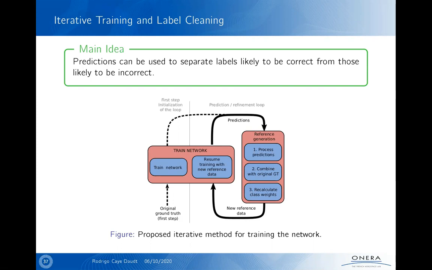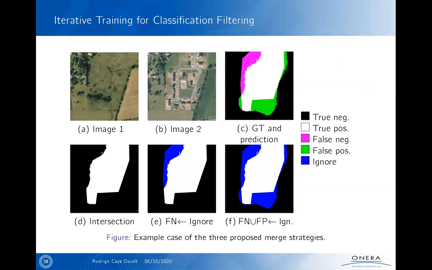We also do some post-processing to make the predictions fit better with the edges in the image. And then finally, we combine these two. We recalculate the class weights, and then we keep training with this new data that was generated. Notice here that we always refer back to the initial reference data. This is going to be important later. We propose 3 strategies to merge the predictions and the reference data. You can see in C, for example, magenta depicts false negatives and green false positives. And the true changes are in the intersection, the white part.